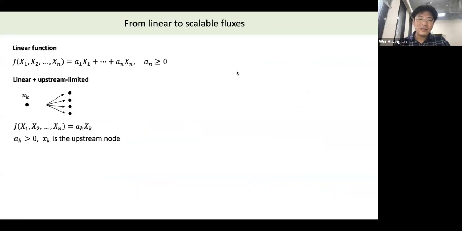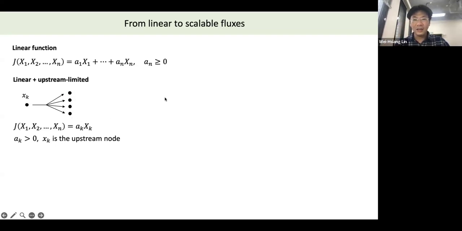So let's start with the simpler case, which is the linear ODE. We have a linear function in this form. For the linear ODE, because the chemistry imposes the constraint that it needs to be upstream limited, the xk here is an upstream node, and it will have a linear amount of flux go to it, so biomass will be transferred into this downstream node in a linear function.